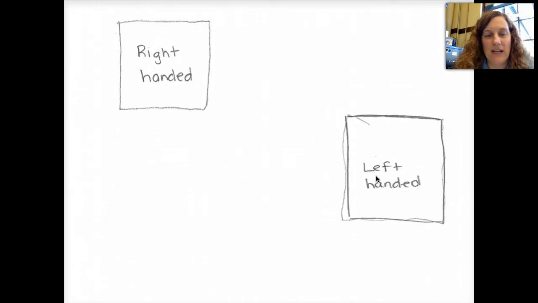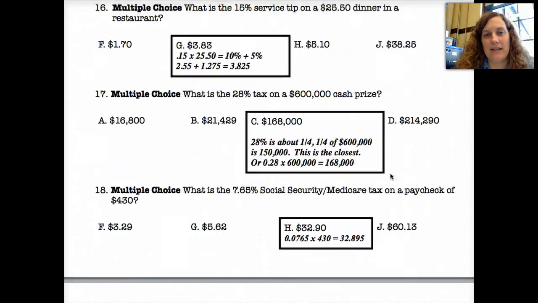If you were right-handed and you had the paper taped to the right, your figure would have come over here. If you were left-handed and you had your figure taped to the left, it would have come over here. And ideally, if you did it right, your shape should be twice the size as the original.